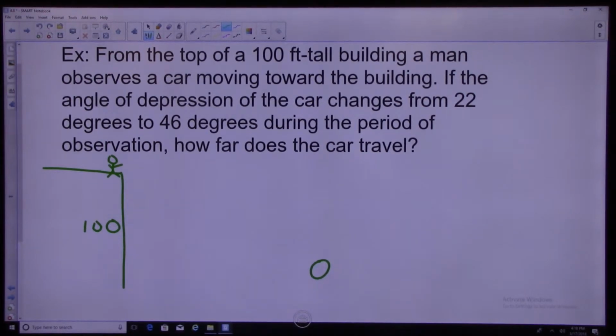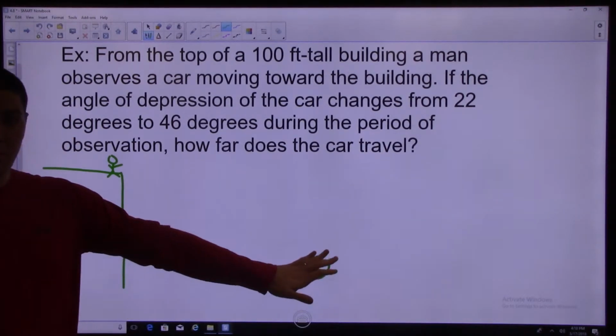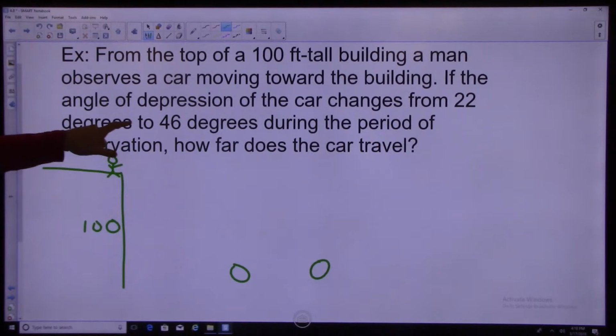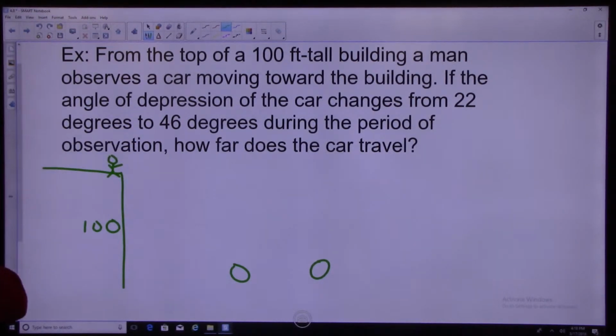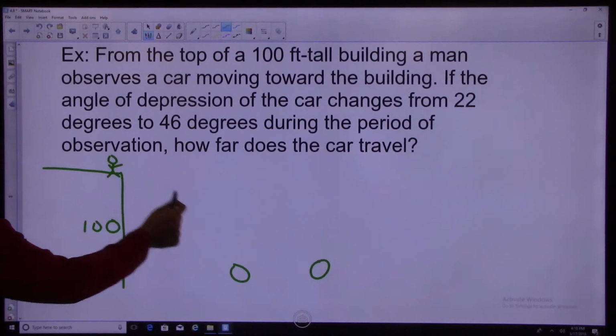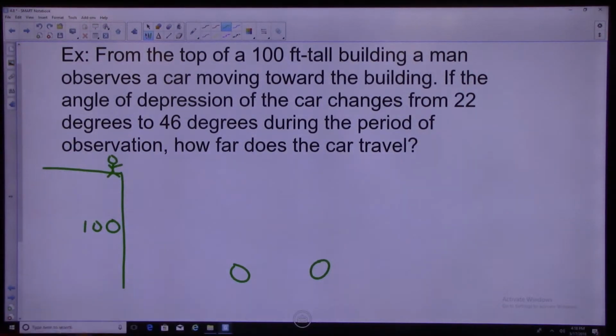Okay, so what's happening is the angle of depression of the car changes from 22 degrees to 46 degrees. So actually, I'm going to draw the car in two different positions. So this is my beginning position, and the car is going to be moving closer to it. So that'll be when the angle of depression changes to 46. Okay. So I'm going to draw two different triangles here. Actually, you can think of it as three different triangles. But so guys, let's first draw the angle of depression down to the car initially. Okay, at its first spot, at its first position.